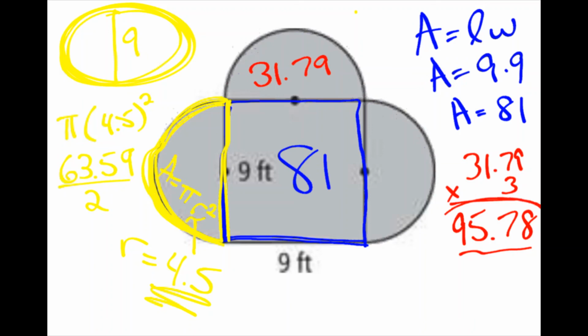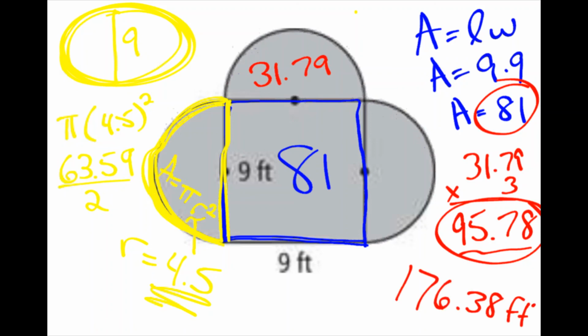I'm going to end up adding these two numbers together. 81 plus my 3 half circles is 176.38 feet squared. And that is the area of all of those 4 shapes put together.